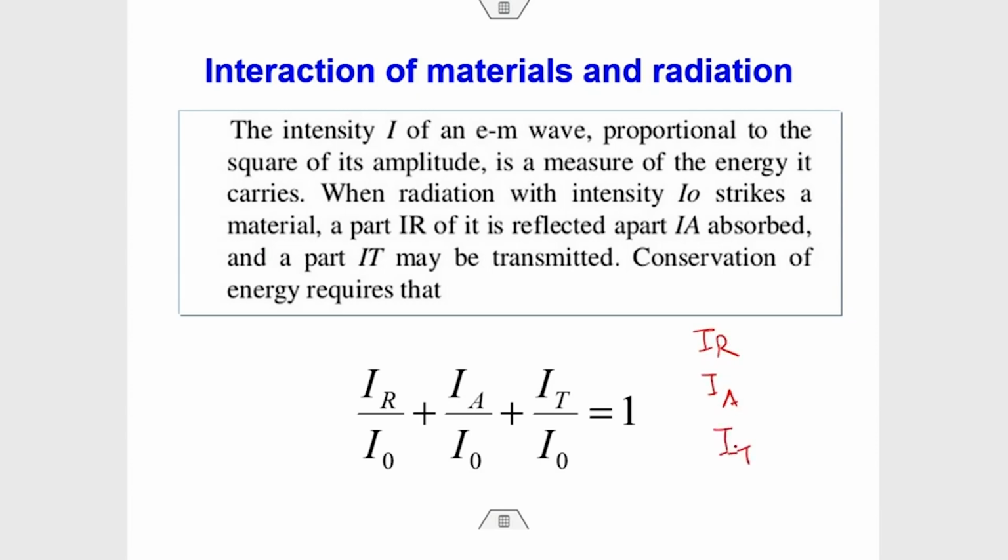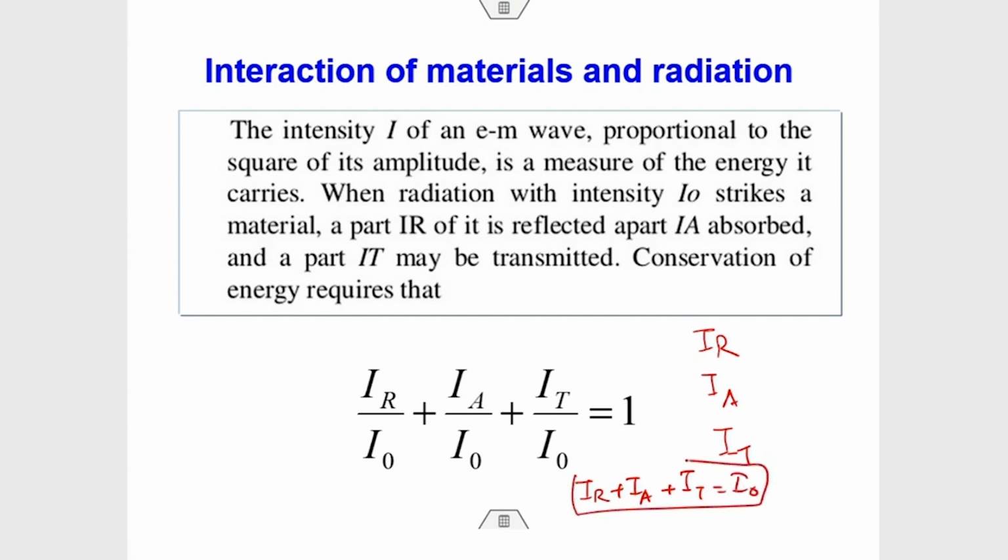So if I divide IR by I0, plus IA by I0, plus IT by I0, this must be 1. That means what? Whatever the total radiation falling on any material, it is going to be either absorbed, reflected or transmitted. But these three intensities added will be equal to the intensity of the incident beam. Okay, that's very clear.